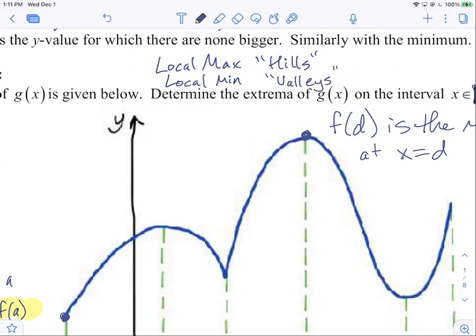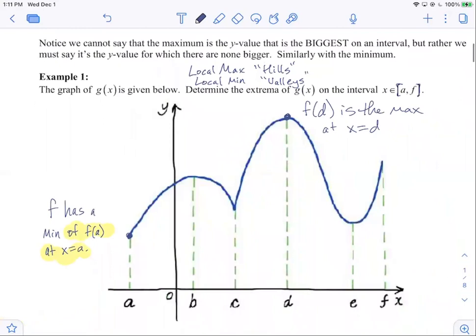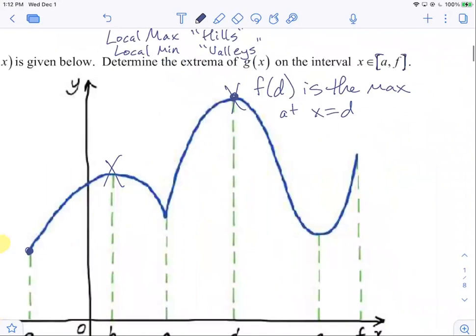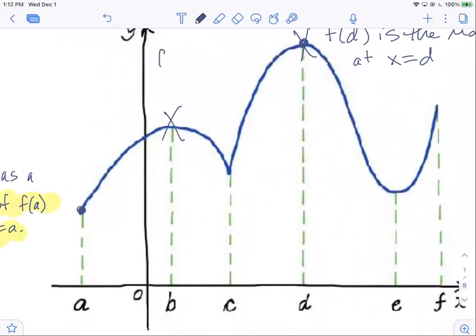They can actually be at discontinuities too, as long as the function is defined. So do we have any hills or valleys here? Well, yes, I have this hill and this hill, right? So what we could say is f of b is a local max, okay?